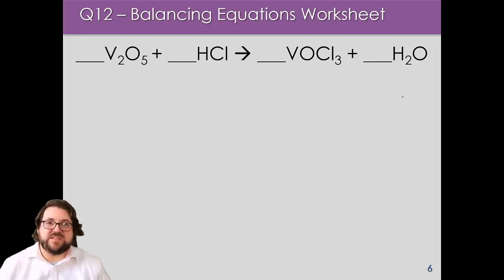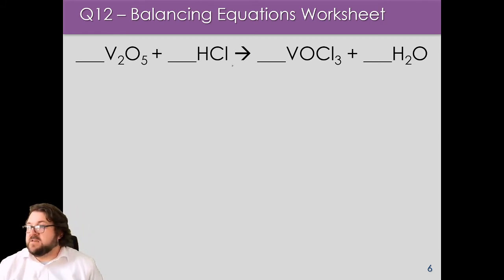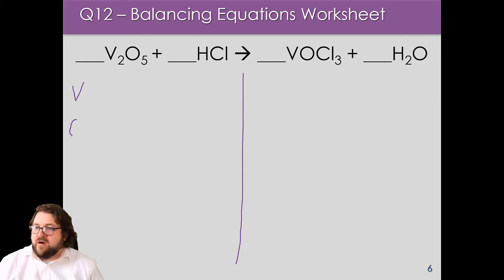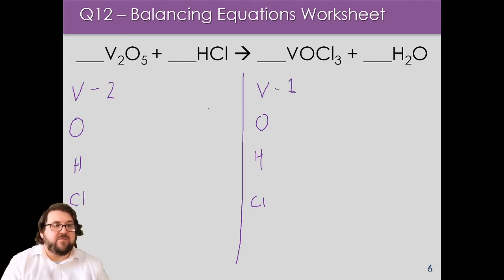I know this is a hard one because vanadium is in the 5+ oxidation state, which is an odd number. So let's do it. We got our line, we got vanadium, we got oxygen, we got hydrogen, and we got chlorine. Over here we've got vanadium, oxygen, hydrogen, chlorine. So how many vanadium atoms have I got on the left hand side? I've got 2. I'm going to go over the row again just because we might as well see a few different ways. I've got 1 over there.